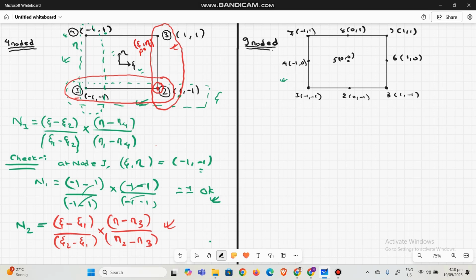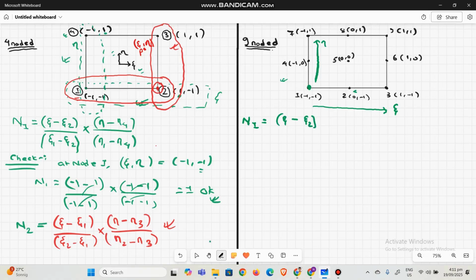For example, we have to find the shape function for node 1 here, n1 equals to, and as I already said, for node 1 you are going to watch along this direction for xi, and along this vertical direction for eta. So for n1, it is xi minus, now xi along this direction, xi minus xi2.